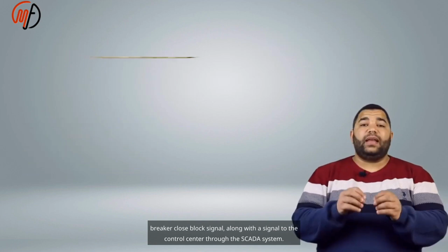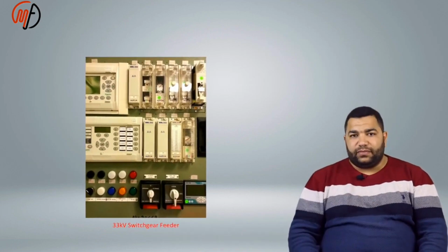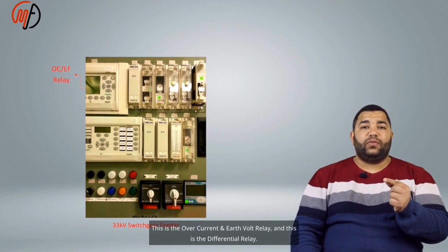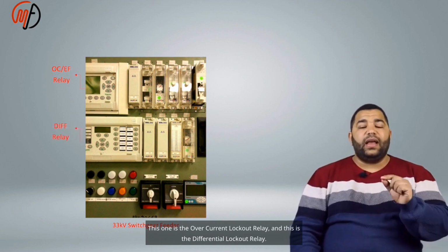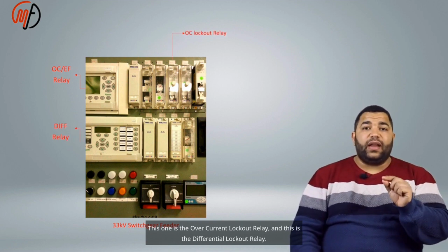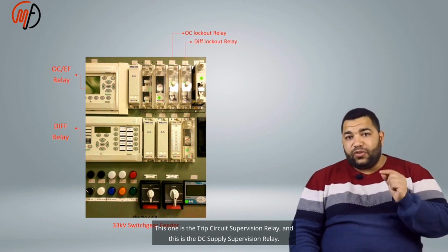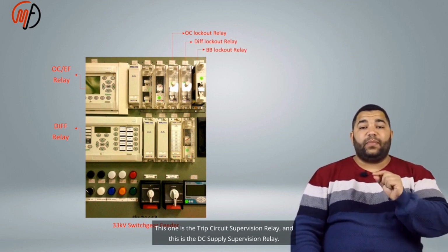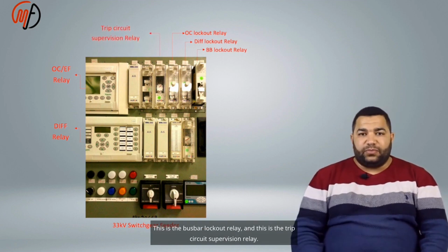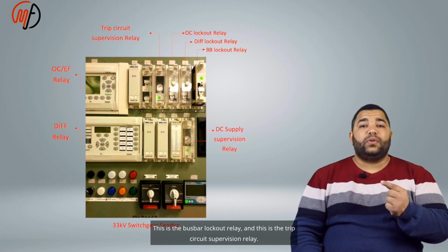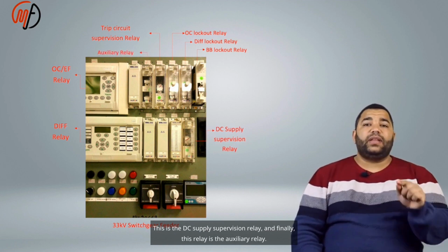Notice in this image taken from 33 kV switchgear: this is the overcurrent and earth fault relay, and this is the differential relay. This one is the overcurrent lockout relay, and this is the differential lockout relay. This is the bus bar lockout relay. This one is the trip circuit supervision relay, and this is the DC supply supervision relay. Finally, this relay is the auxiliary relay.